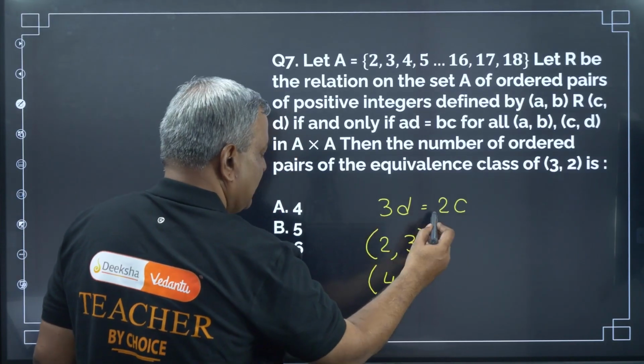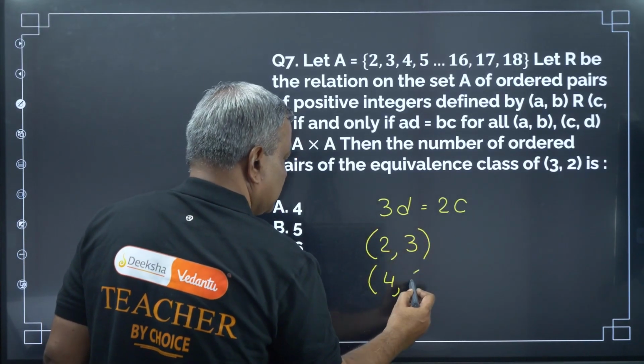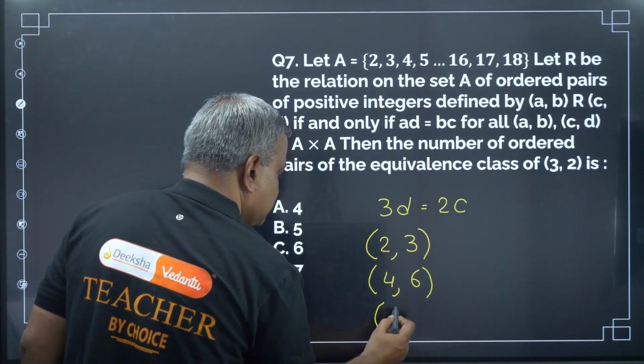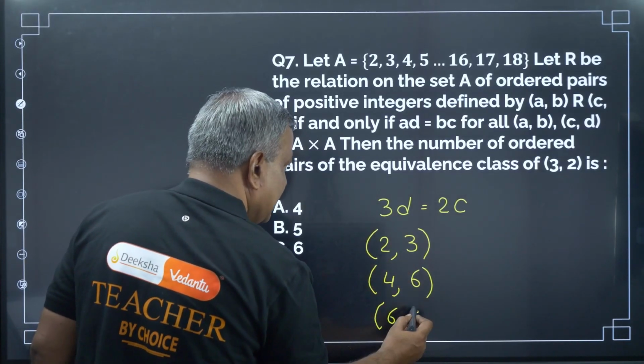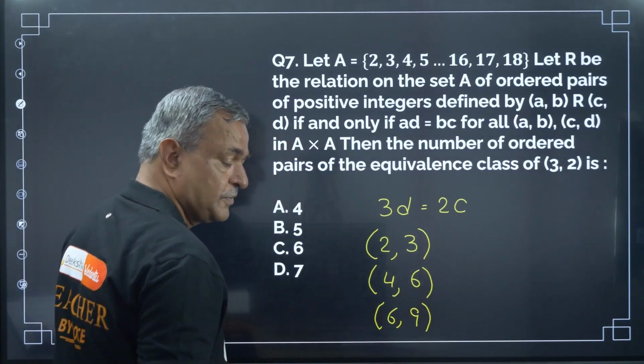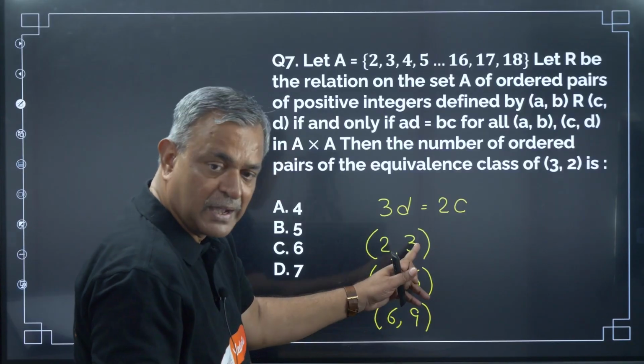So 4 threes are 12. So what do I have to give? 6. 6 twos are 12. Next comes 6. 6 threes are 18, 9 twos are 18. Okay, see, you can see multiples of 3 coming this side.